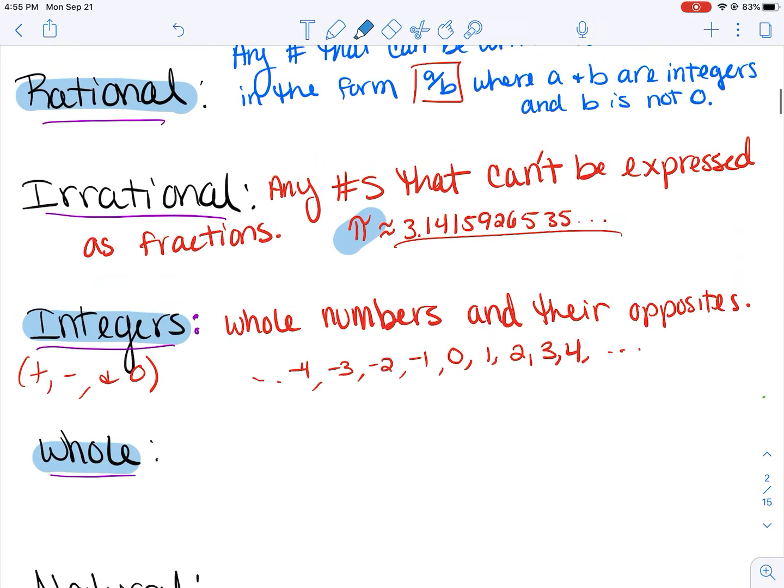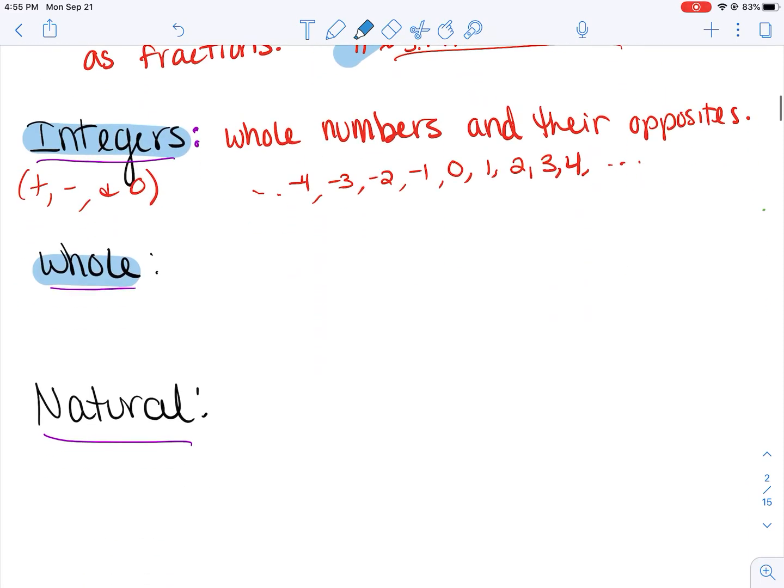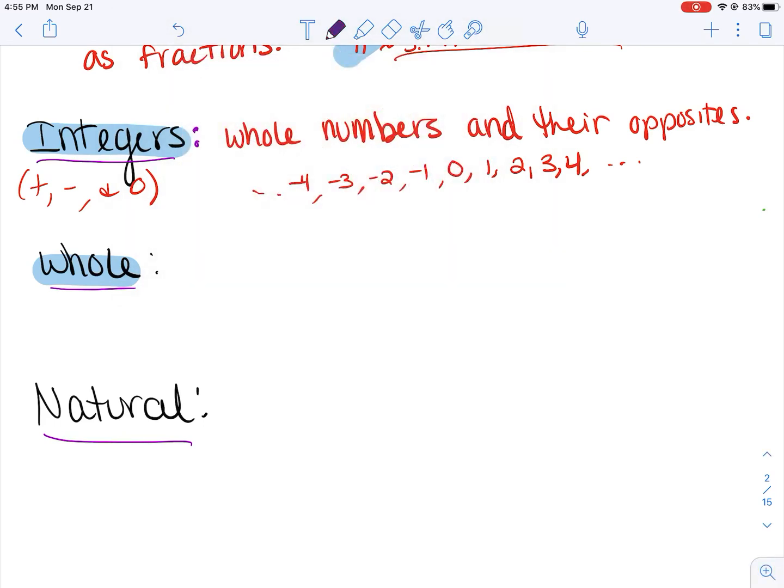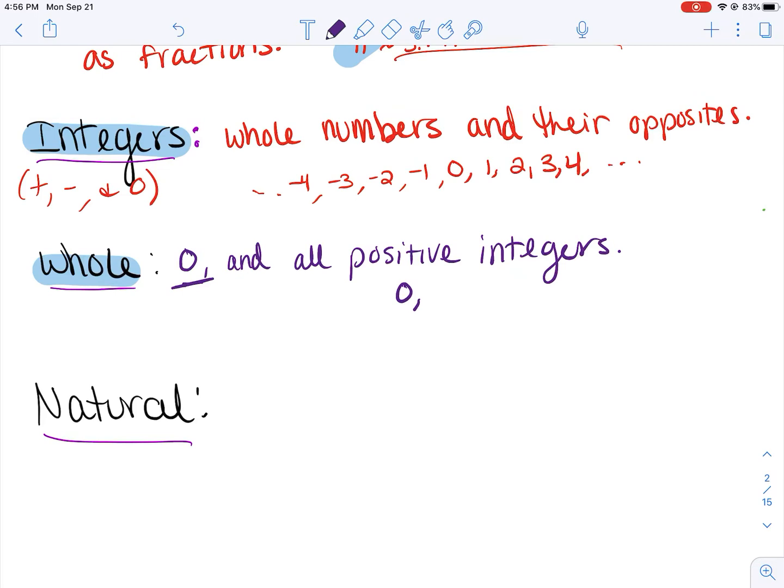Whole numbers, those are also under the classification of rational numbers. Whole numbers are part of the integers, right? So whole numbers are the integers without the negatives, okay? So 0 and all positive integers. All right, so whole numbers include 0. That's a really important point. So you would list them out as 0, 1, 2, 3, 4, etc.